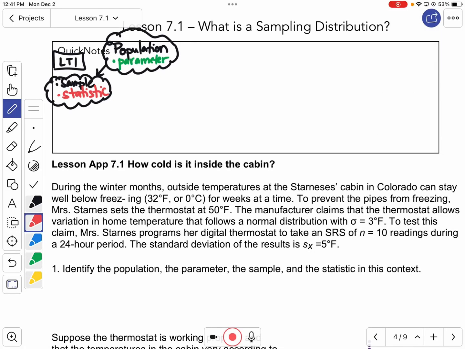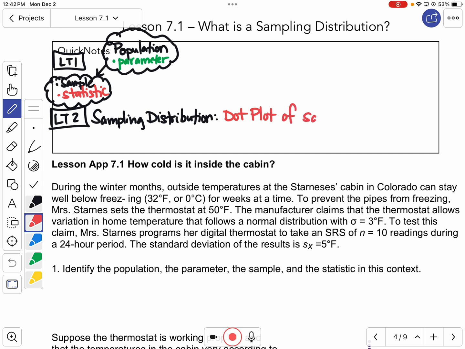All right, so when we left, we're talking about the population represents the parameter. The sample is where we're going to find our statistic. And then when we talk about a sampling distribution, in this one, we're going to talk about a dot plot of the sample means.